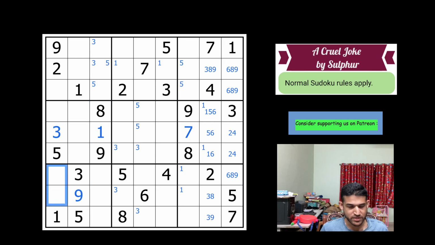8 must be in one of these 2 cells in box 7, and that puts 8 in one of these 2 cells in box 1. Okay, so 1, 3, 5, 9 and 8. The remaining digits are 2, 4, 6 and 7. So this will be 6, 7. Okay.